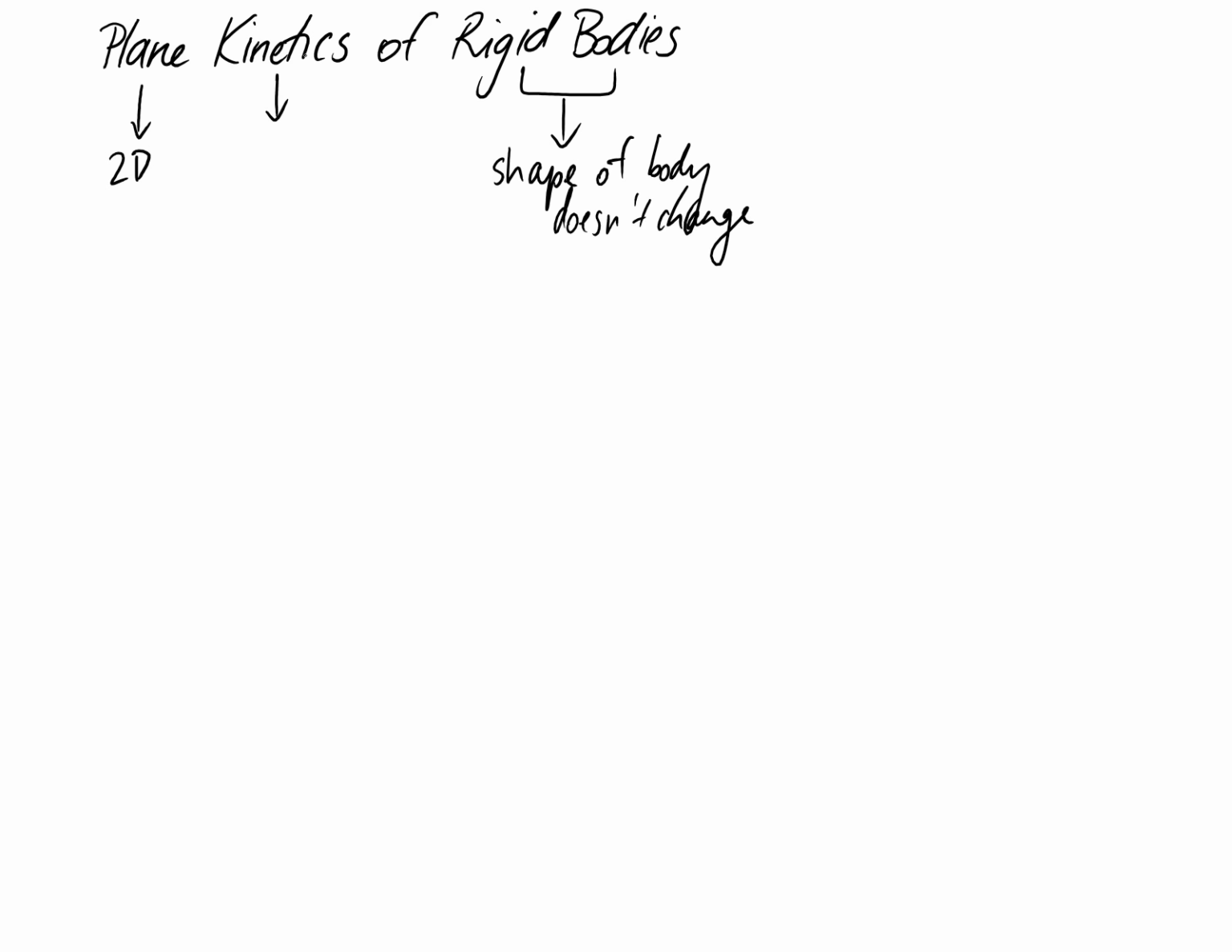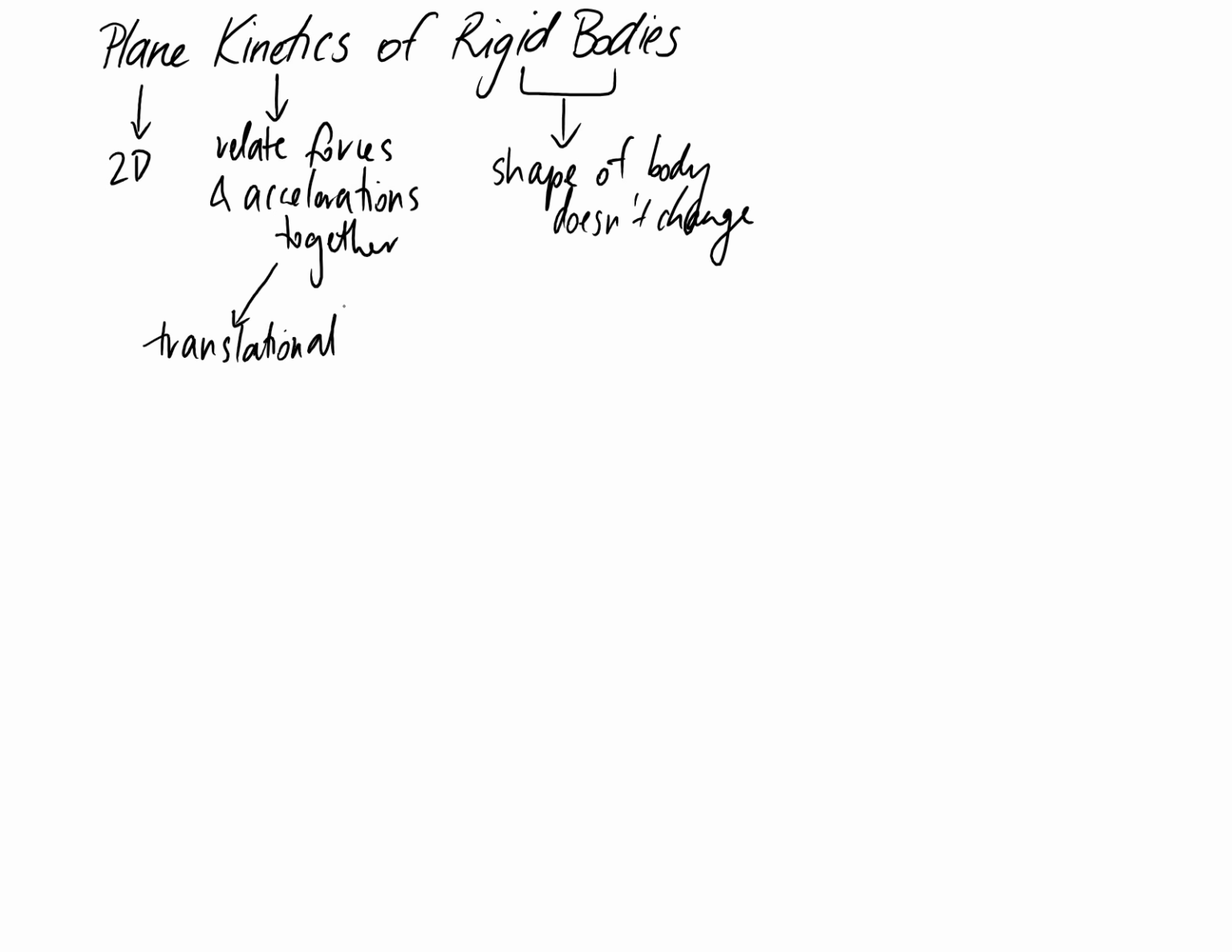Alright, and the final part is probably the main bit. What we're talking about with this kinetics section is relating together forces and accelerations. There are two types of accelerations that we're going to be trying to put on our rigid bodies. One type is translational, and that means that your body is moving in a straight line. The other option we have is rotational motion, so that's when it starts to rotate about its center of gravity.